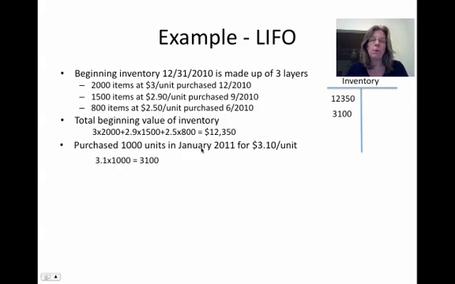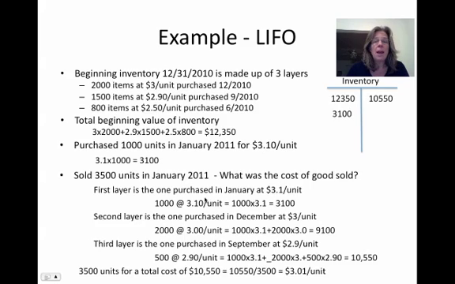In January, we purchased 1,000 units at $3.10 a unit, so we have that purchase here of $3,100 showing. And also in January, we sold 3,500 units. Again, this is the LIFO calculation, so we're going to take last in, first out. The first ones we're going to get rid of are the last ones that came in, which are those that came in January. So we're going to take 1,000 of those at the $3.10 price.